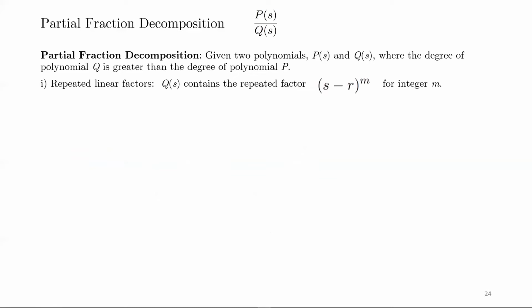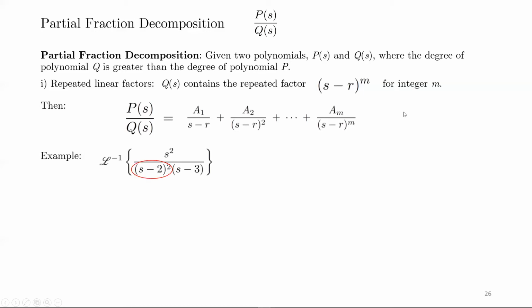Case 2, we have repeated linear factors. So Q contains the repeated factor S minus some number R to the power of m, where m is some integer. Okay, so if we have this situation, then P over Q becomes A1 over S minus R plus A2 over S minus R squared, all the way through to Am over S minus R to the power of m. All the A's are real numbers.